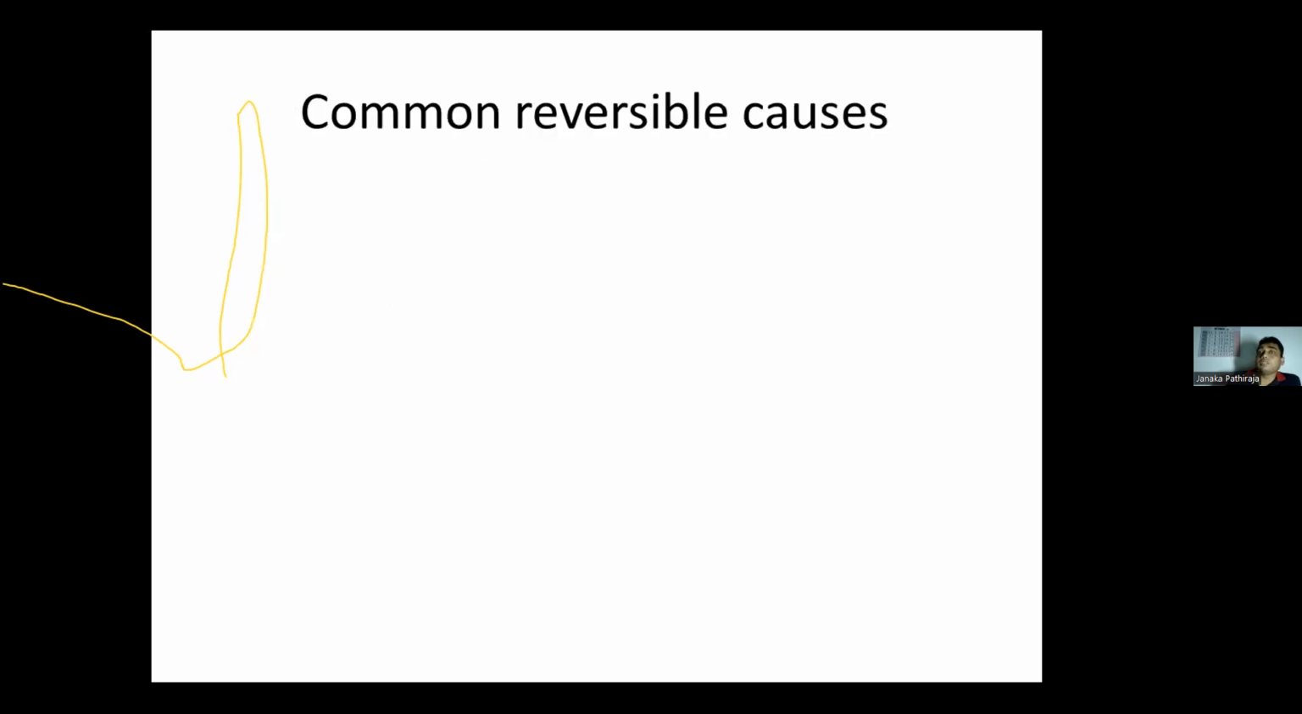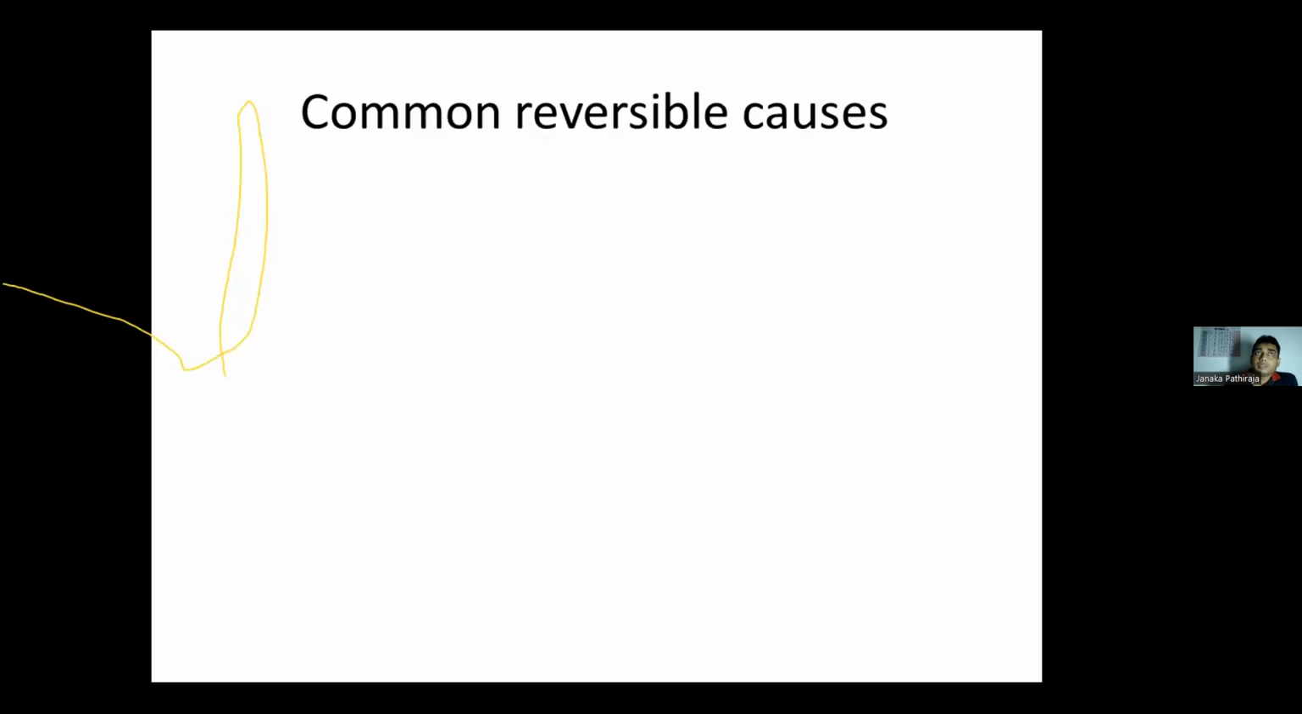What are the reversible causes you are aware of? Can anybody tell a few examples? Poisoning, hypothyroidism. Electrolyte imbalances. What is the commonest electrolyte problem? Hypokalemia, hyperkalemia. I told you about ischemia, especially acute myocardial infarction. Any other causes? Drugs, beta blockers.